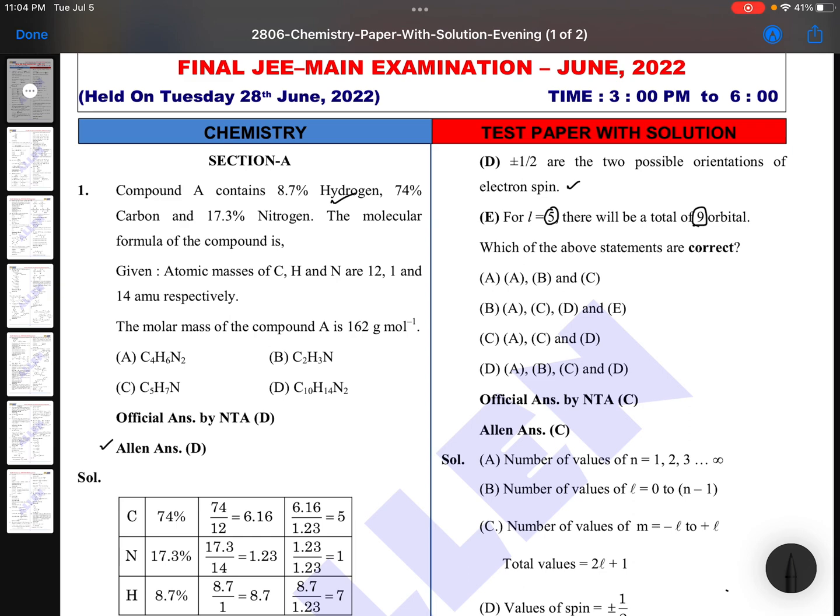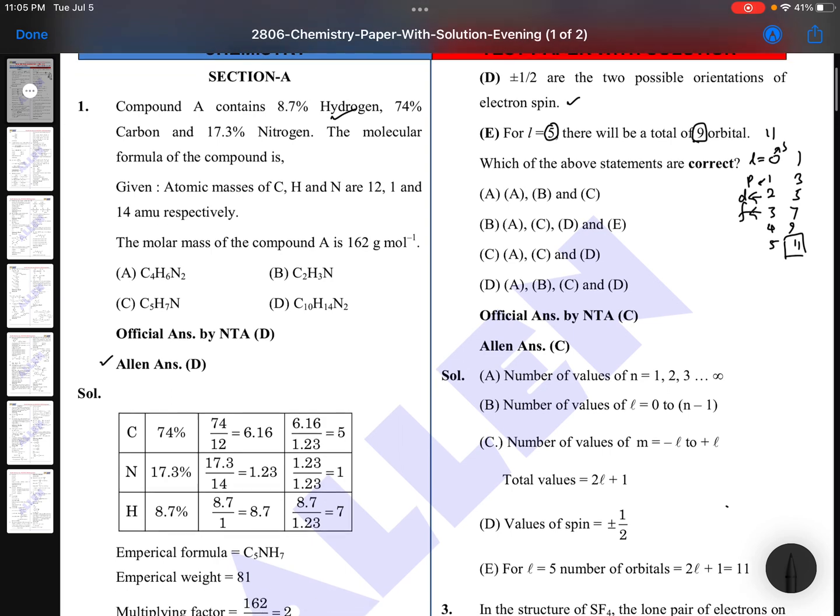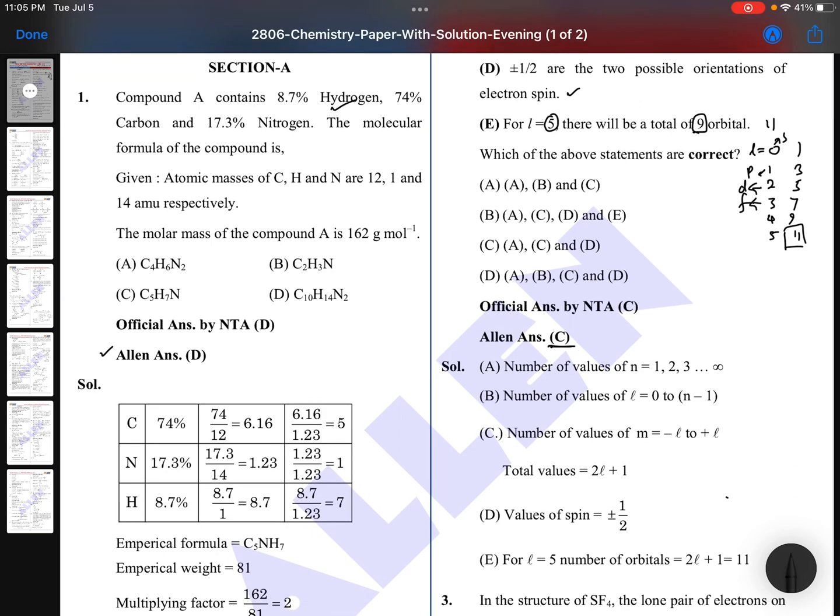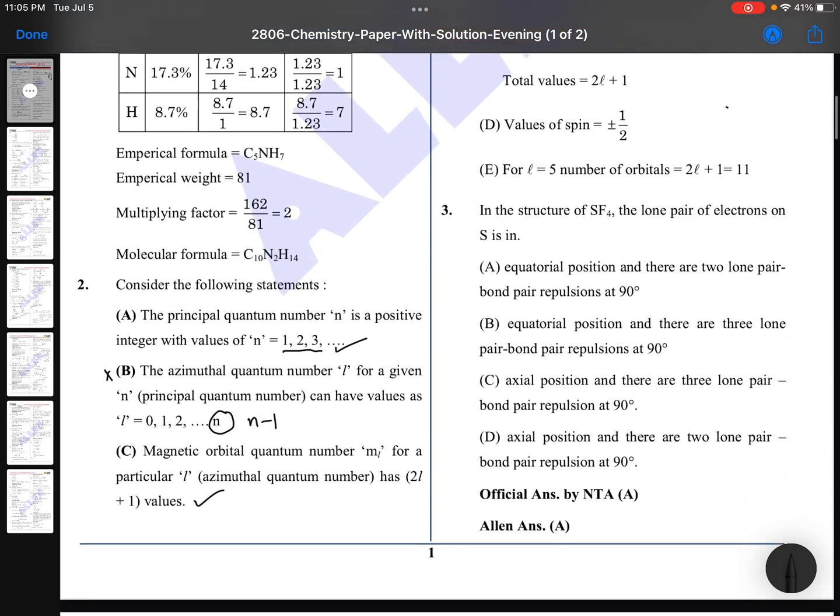L is equal to 5, 9 orbitals is wrong. It will be 11. L is equal to 0, 1 orbital. L is equal to 1, 3 orbitals. L is equal to 2, 5; 3, 7; 4, 9; and 5, 11. It is S orbital, it is P orbital, it is D orbital, it is F orbital, and so on. So it should be 11. So the answer is C. A, C, D correct. That means B and E options are wrong.